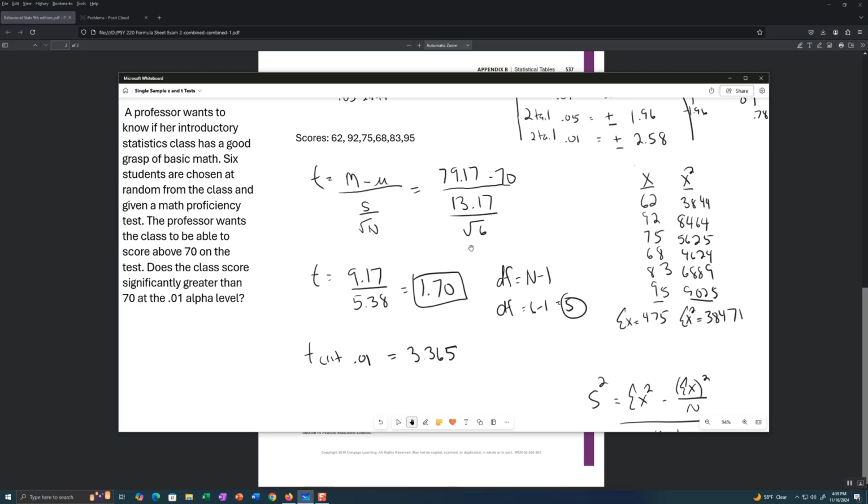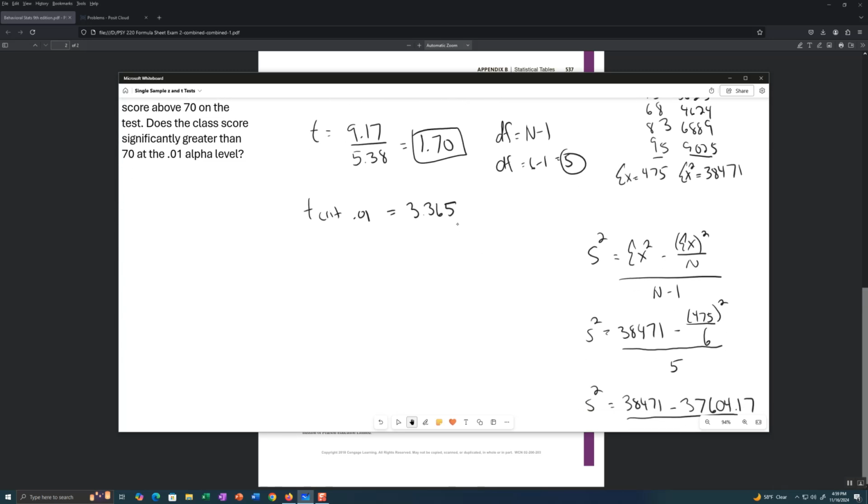So let's look at our obtained value compared to our critical value. If you want to draw the little curve, here's 0. Here, way out in this tail, is 3.365. It's way out in the tail. And then 1.70 is right here. 1.70 is not more extreme than 3.365. So since 1.70 is not more extreme, it's also not in the tail here. So therefore I fail to reject the null.